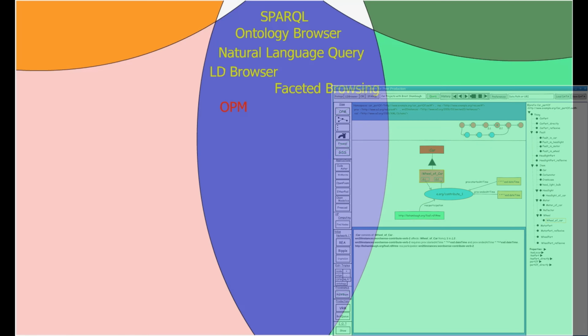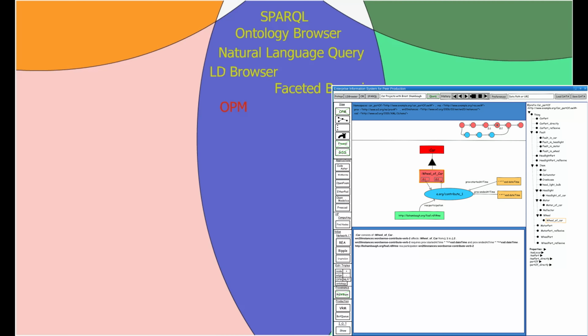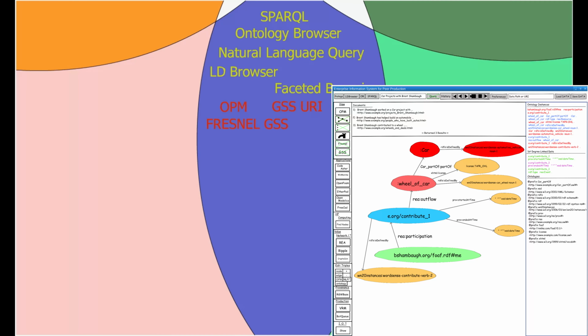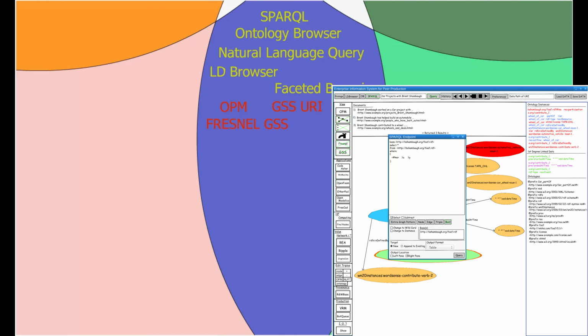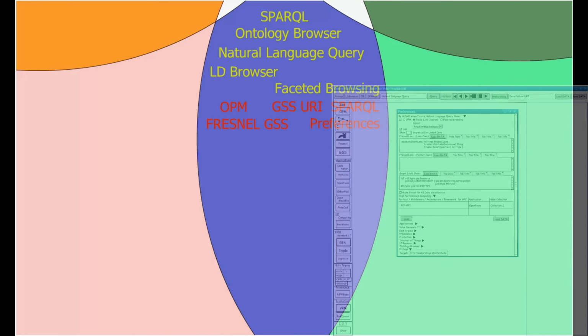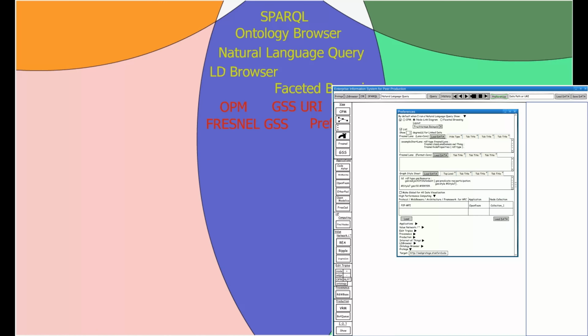OPM, or Object Process Methodology, is possibly the most advanced stylization. OPM creates a layer on top of the data that is both machine and human understandable. GSS, URI SPARQL and Fresnel GSS both use graph style sheets to stylize the presentation of the data by means of things like shapes and colors. Preferences allow for further refinement by changing the layout algorithm, modifying the graph style sheet, and adding further customizations.